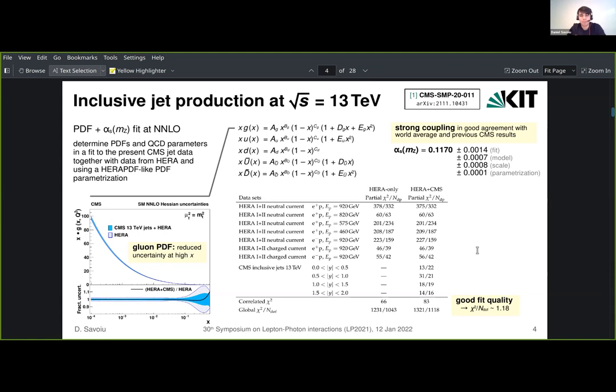The overall fit quality is quite good. So we have 1.1 chi-square per degree of freedom overall for the combined fit. So altogether, very nice, satisfactory look at standard model QCD in next to next leading order.